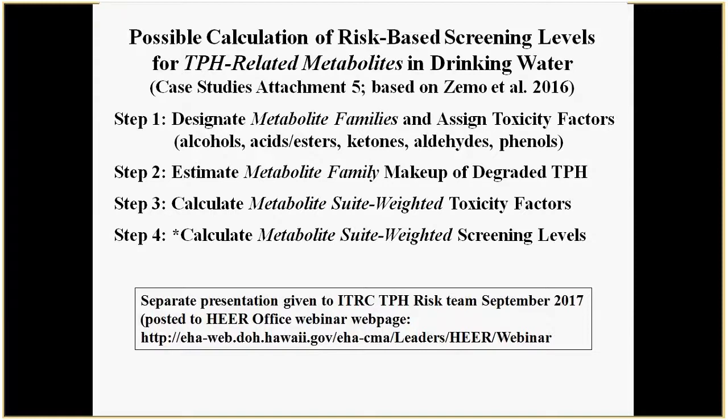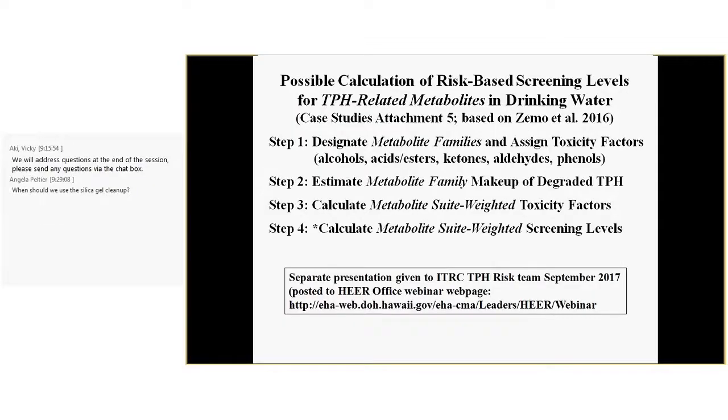Since we have toxicity factors for it, we can estimate metabolite family makeup of different degradation stages of degraded TPH. Now we can calculate metabolite-weighted toxicity factors for these different states of degraded gasoline, or in this case they were looking at diesel and groundwater. And we can calculate metabolite-weighted screening levels in the same way we do for TPH or benzene.